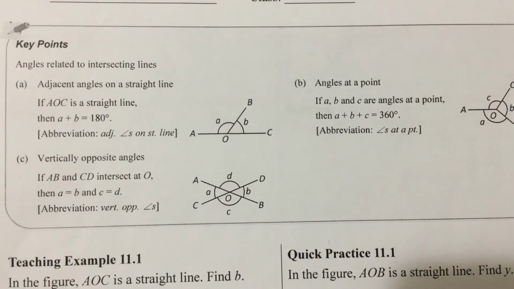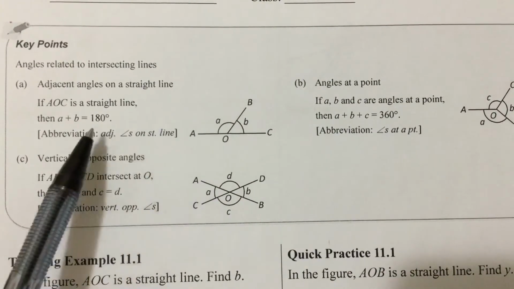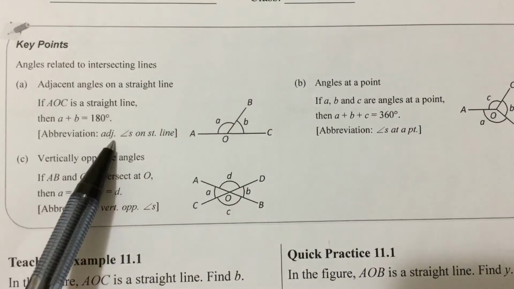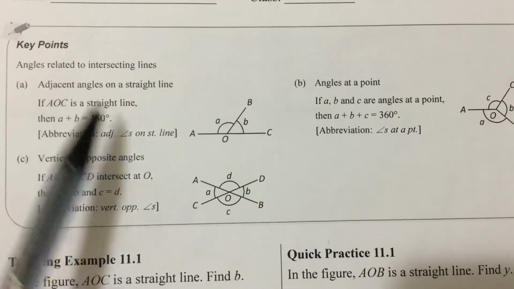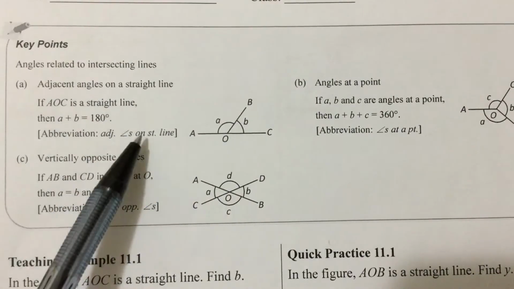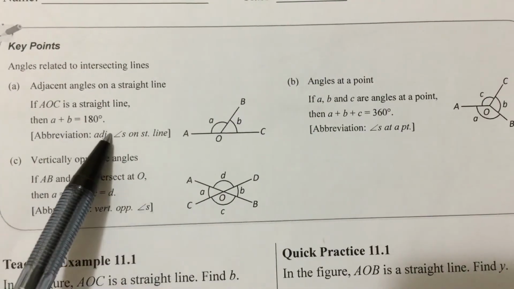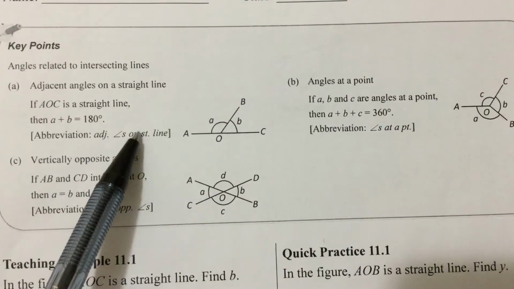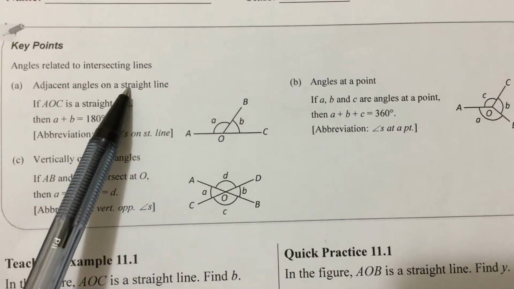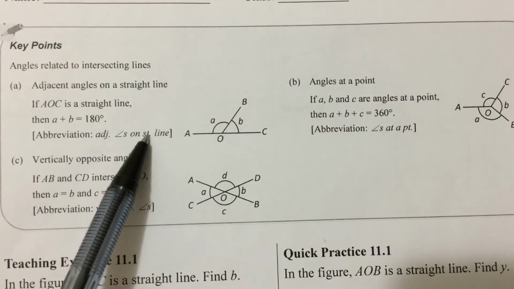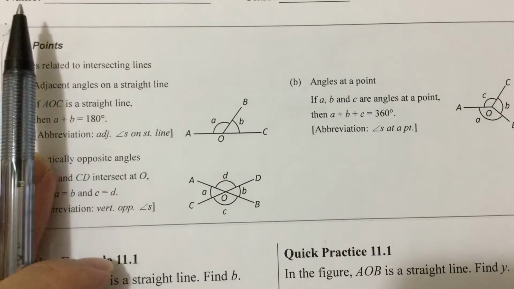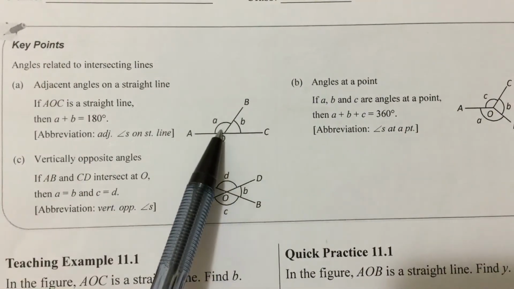Today, the first reason is called adjacent angles, and the short form is ADJ. We will not write the word angles; we will just draw the angle symbol for it. Straight means a straight line, the short form is ST. So you have something like this.